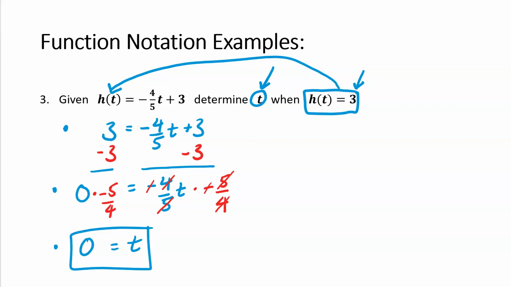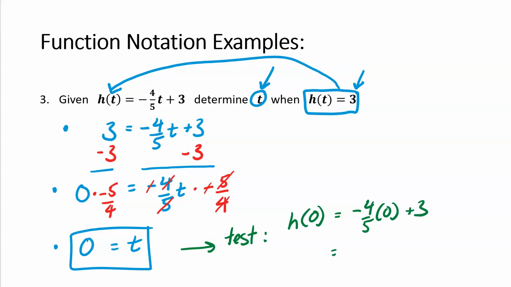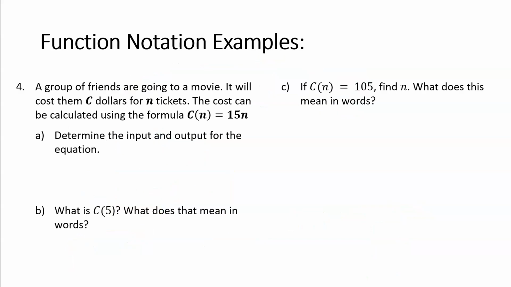So what we're saying is the value of h with an input of 0 equals 3. And again, you can test this out. You don't always have to test it, but it's something that you can use to double check your answers. If we tested it, we're testing the input 0. At the input 0, what is our h? Negative 4/5 times 0 plus 3. Negative 4/5 times 0 is 0. Plus 3 is 3. h with an input of 0 equals 3. So that is correct.